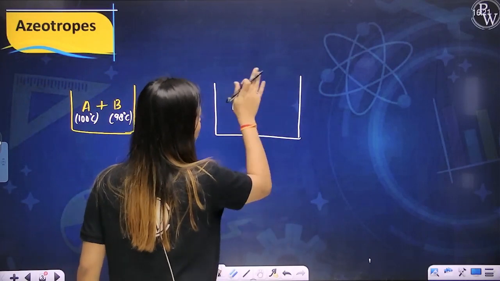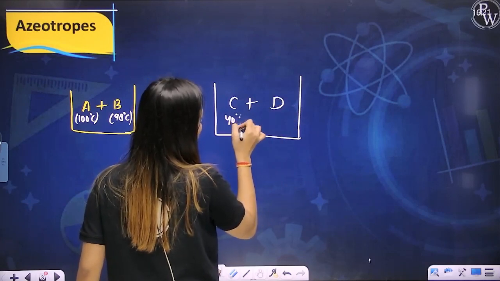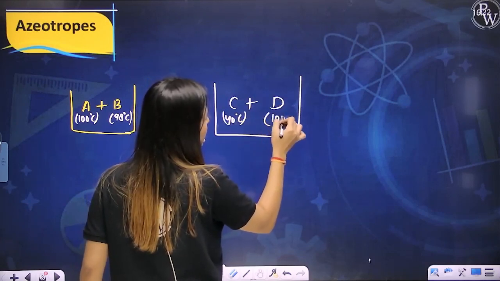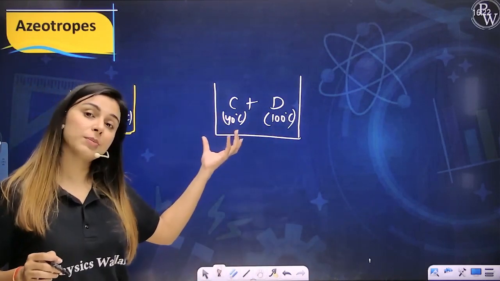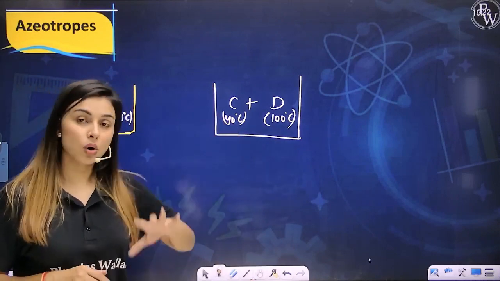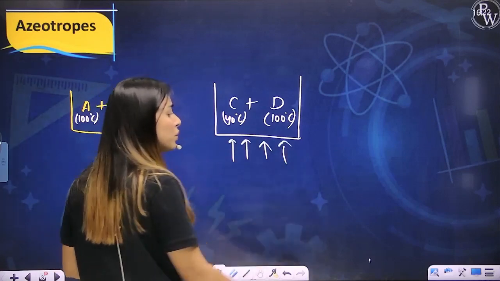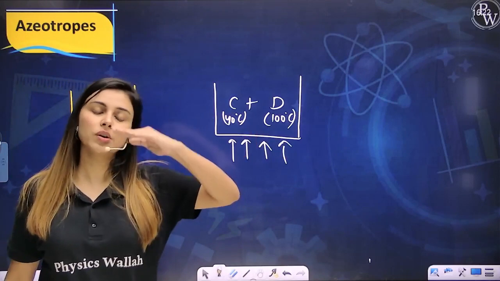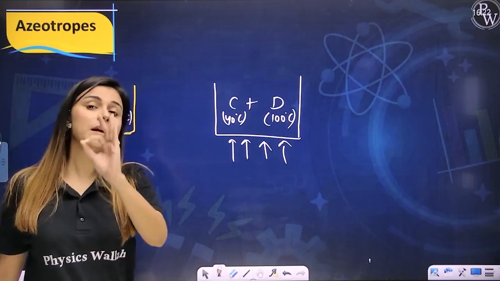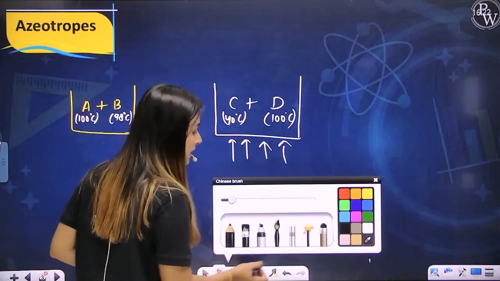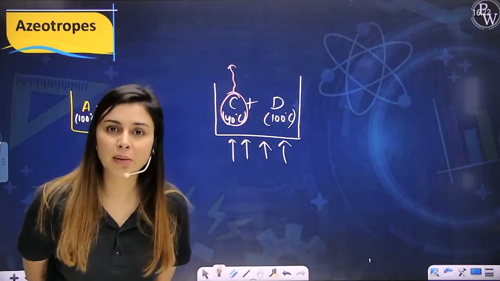I have again two components, let's say C and D. Now C has, let us say, a boiling point of 40 degrees Celsius and D has a boiling point of 100 degrees Celsius. Now my dear students, if I ask you to separate these two volatile components as well, what will you do? You'll start heating the solution. When you start heating, the temperature will rise to 10 degrees Celsius, then 20, then 30, and then 40 degrees Celsius. Once the temperature reaches 40 degrees Celsius, the C component will start to evaporate.